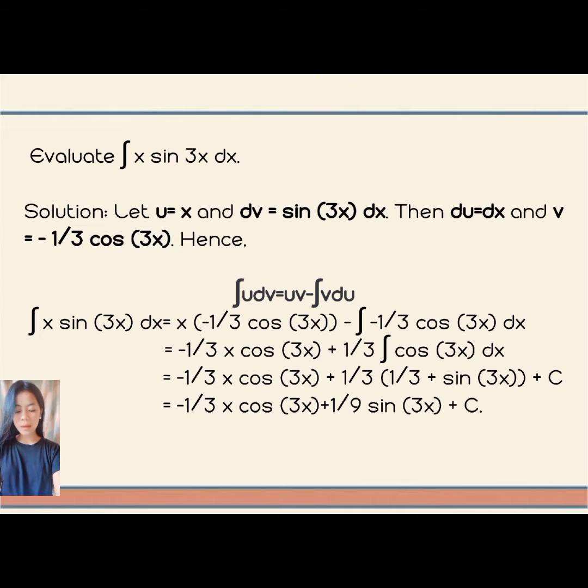We now have x multiplied by negative 1/3 cos 3x, and since we have two negative signs, as you can see there guys, we can make that a positive sign, then that would become a positive 1/3 and the integral of cosine 3x dx. Then, negative 1/3 x cosine 3x plus 1/3 times 1/3 times the antiderivative of cos, that is sine 3x plus c, which is the constant of integration. So our final answer now will be negative 1/3 x cosine 3x plus 1/9 sine 3x plus c.